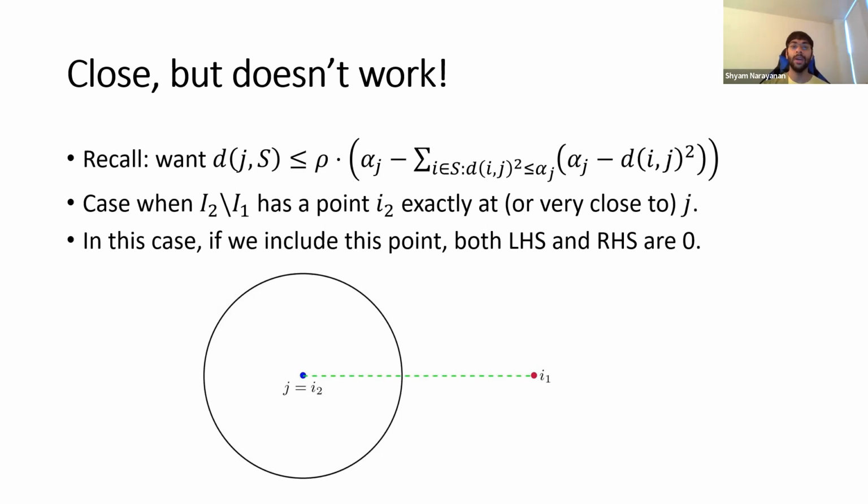And if we include I2, it's not too hard to show that the left-hand side and the right-hand side exactly equal 0. So because of this, we actually run into this 0 over 0 issue. So even if rho could be 1 in this case, or even 0 in this case, that's actually no good for us.